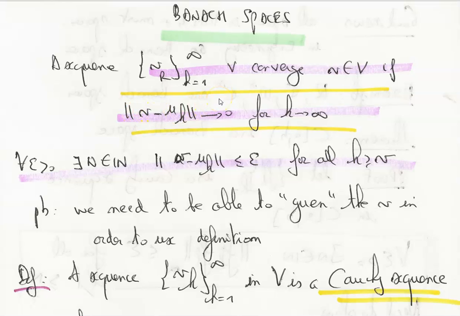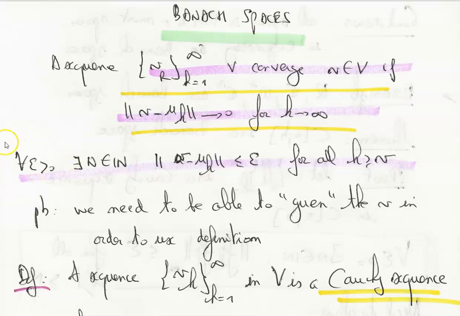So, Banach spaces. A sequence v_k for k from 1 to infinity converges to a certain v, a vector of the vector space V, if the norm of v minus v_k for k going to infinity converges to 0. It means that whatever epsilon, as small as you can find, you can always find an integer index n where you can dominate the difference in norm between v and v_k by epsilon, and this for all k superior to n. So this is the definition of the convergence of a sequence.